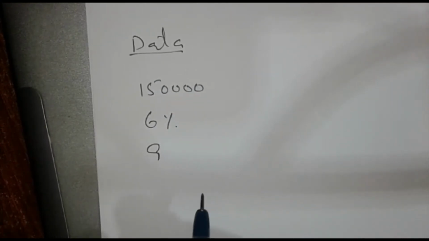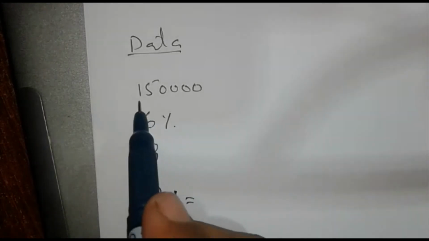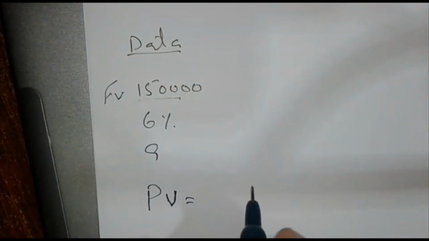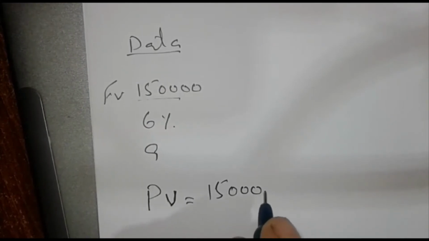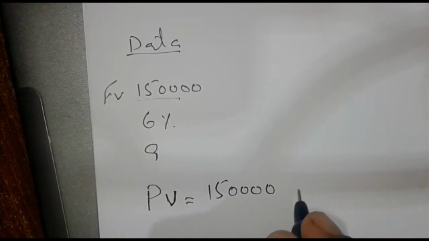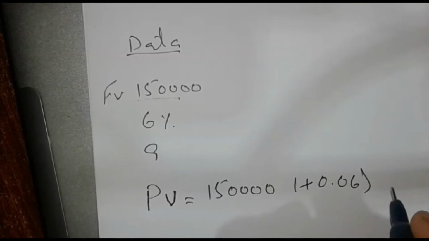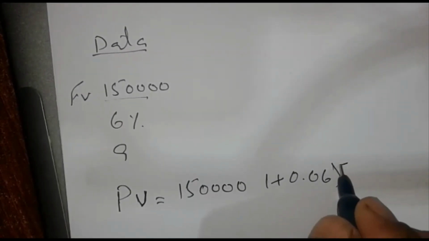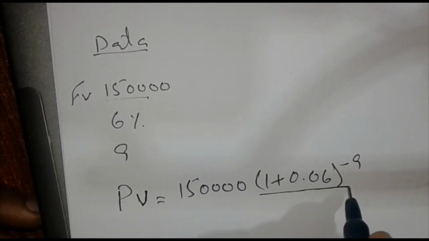Let's put it in the formula. PV equals future value, which is given here, FV. PV equals 150,000 multiplied by (1 plus rate of 0.06) power minus 9. Let's solve this first.